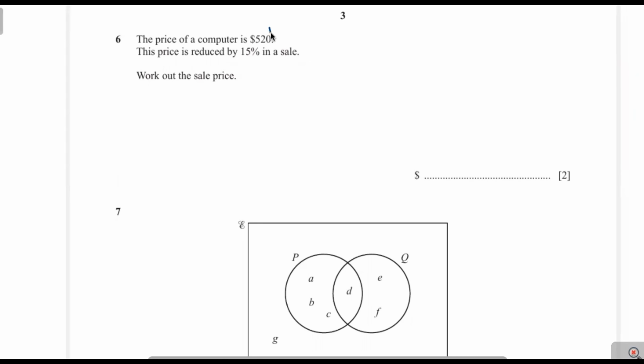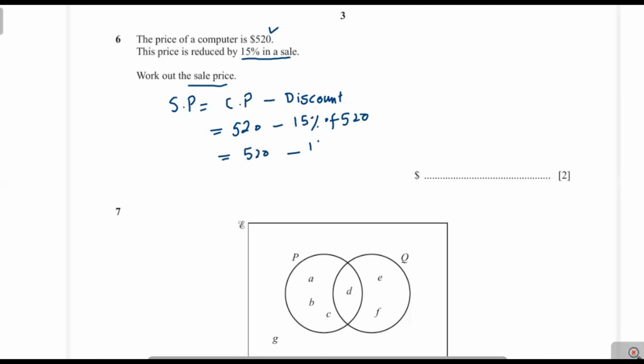Question number 6. The price of a computer is 520. The price is reduced by 15% in a sale. Now we find the sale price will be equal to cost price minus discount price. You see here the cost price of the computer was 520 minus discount, which is 15% of 520. Now we get 520 minus 15 over 100 multiply 520. Now we get 5 times 2 is 10, 5, 3 and 26. Now we can write it 520 minus 78, and that value is equal to 442, and this is the answer.